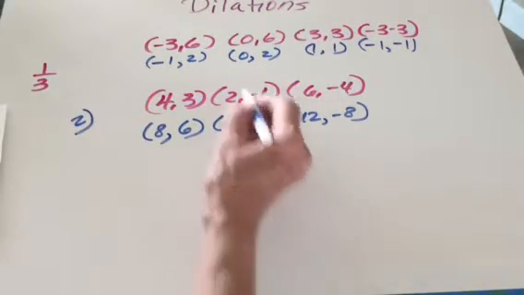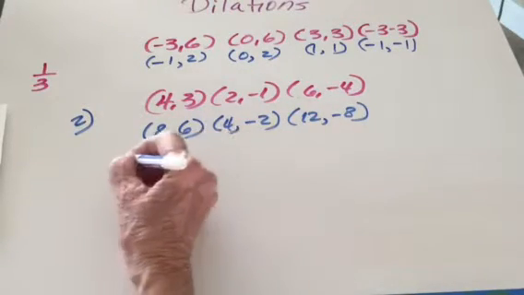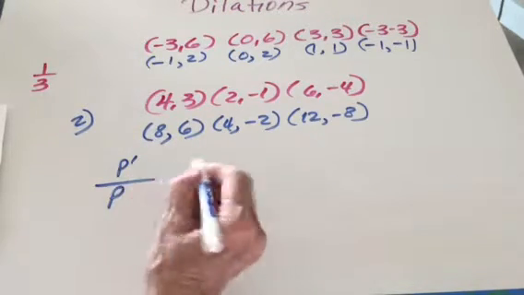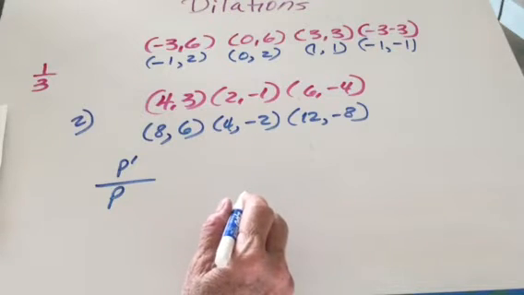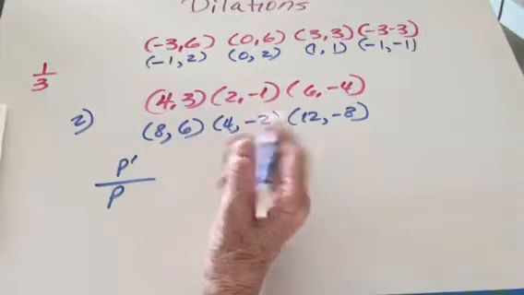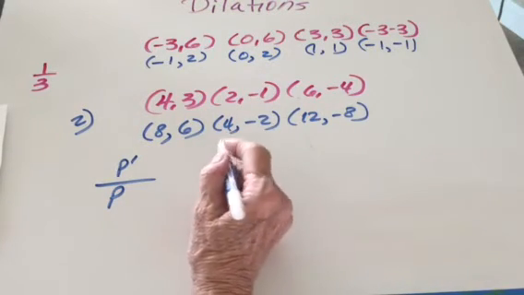So dilations means you can either get bigger or smaller. But when you have that P prime number, remember the P prime number always goes on the top. Always goes on the top. Put that in your notes. And then you just put the fraction and reduce it, and that's the factor that it was enlarged or reduced by.